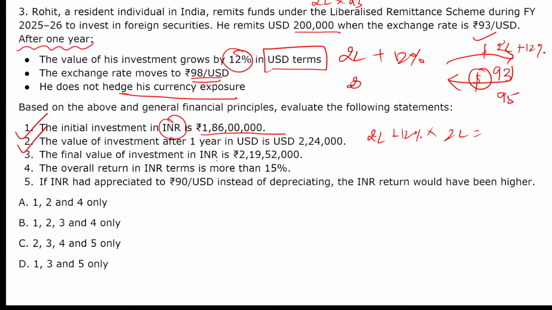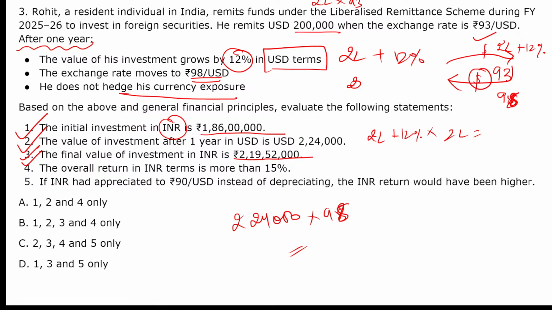The final value of investment is 21,952,000. Let's calculate it. 224 into 95. Oh, sorry, into 98. Here also I'll change the example. Into 98, what is your answer? Yes, the answer is correct, 219,520,000. So this is also correct.